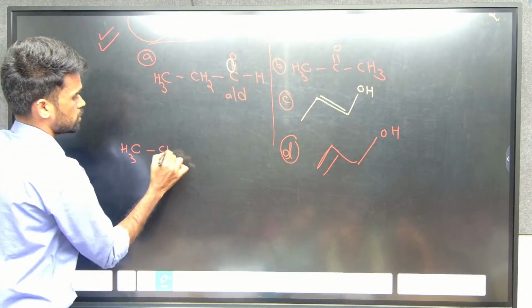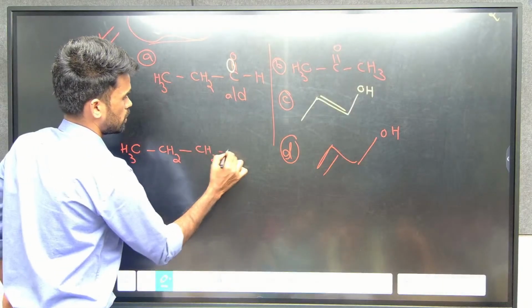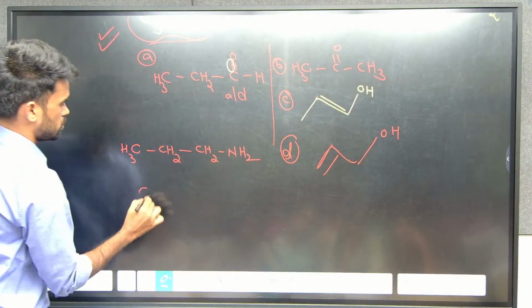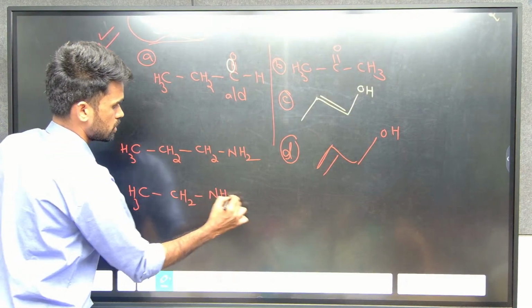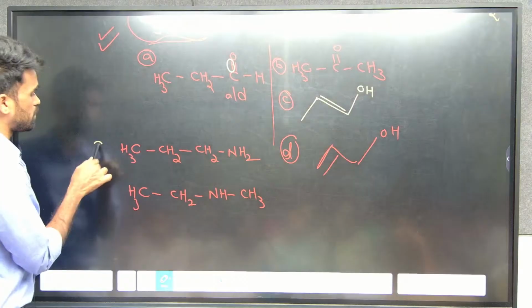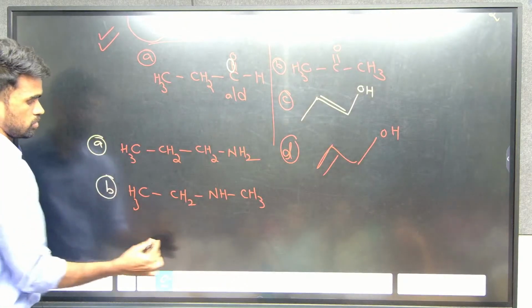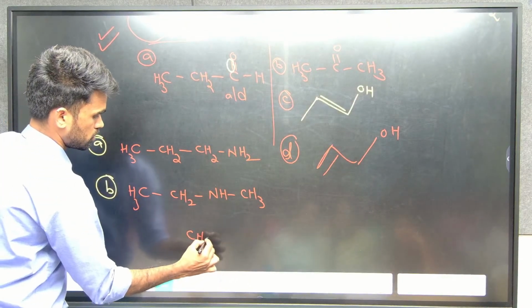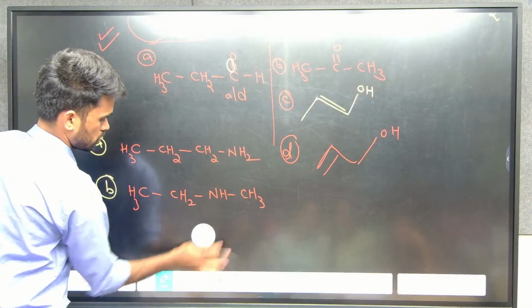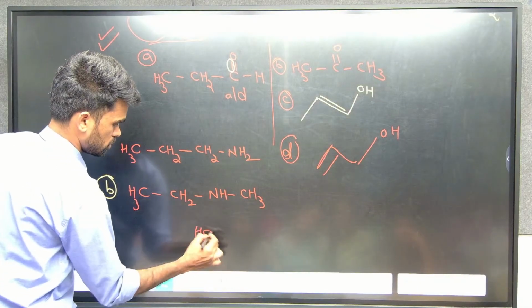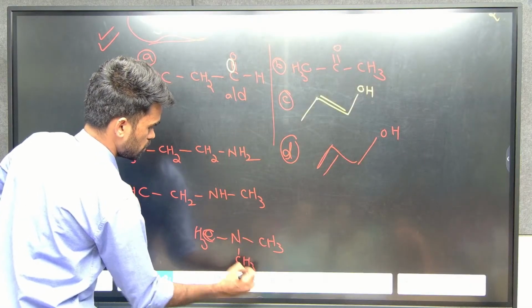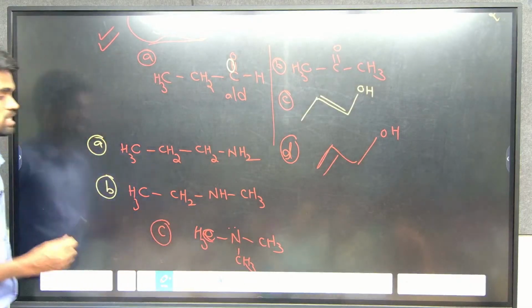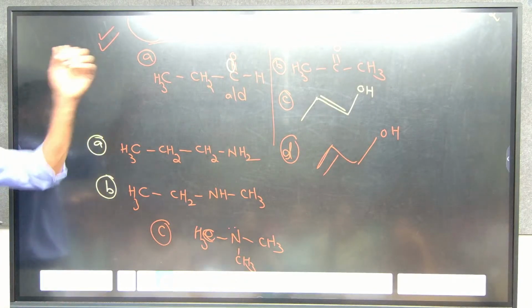So now when it comes to amines, CH3, CH2, CH2, NH2, CH3, CH2, NH, CH3. Now what is the relation between A and B, they will ask you. A, B, C. Tell me what is the relation between A and B, B and C, like that.